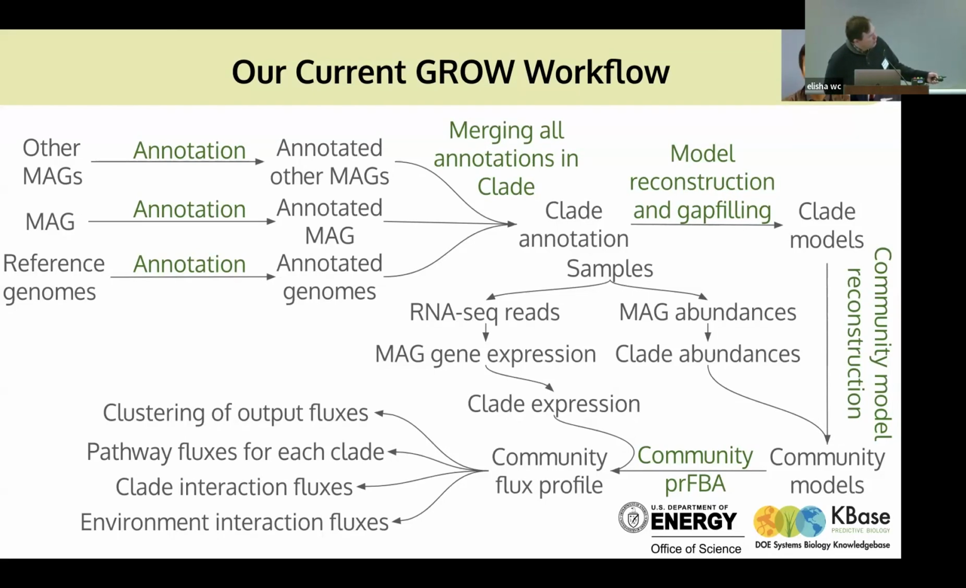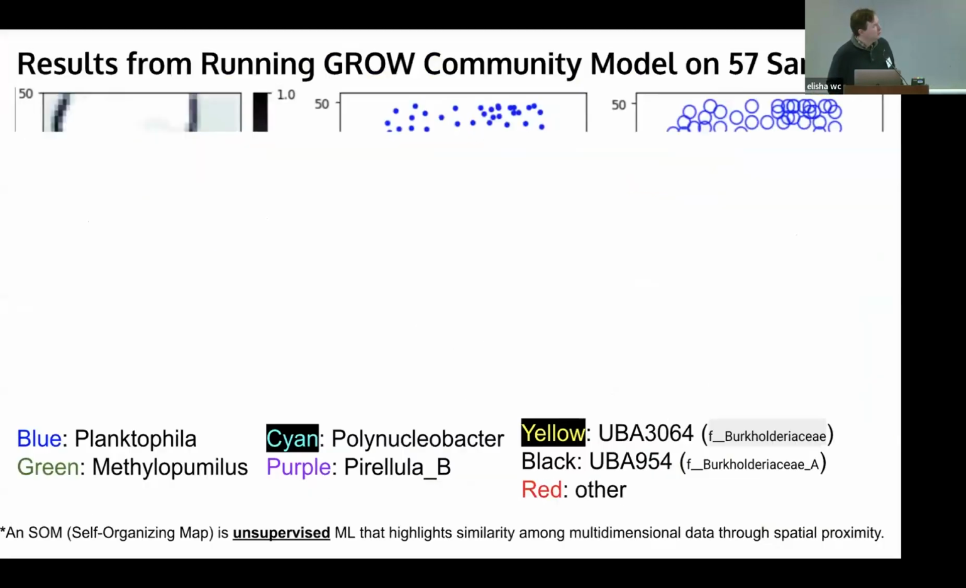The pathway rules, the pathway fluxes through each individual clade or species in that MAG, the actual interactions between the clades and the environmental interactions. So that's all the things the model tells you. And if you build a clade model, it does it at the clade level. If you build it with MAGs, it'll do it at the MAG level.